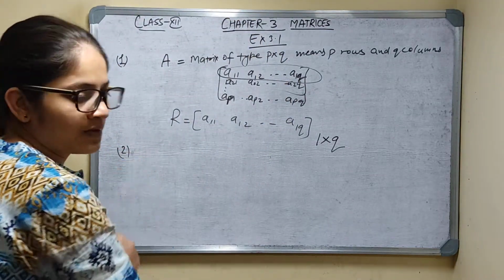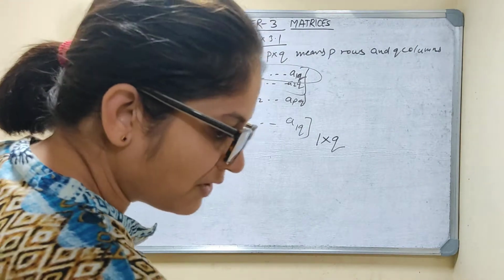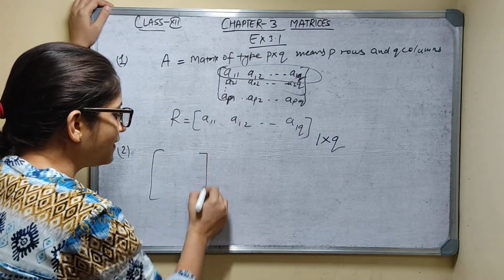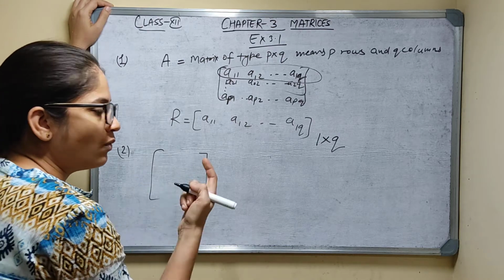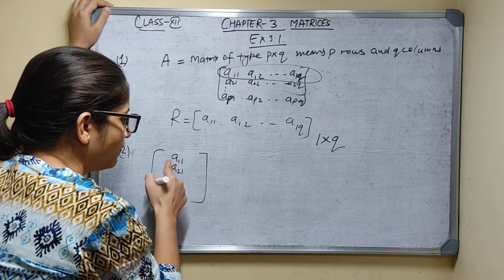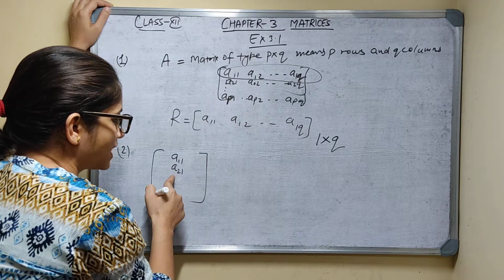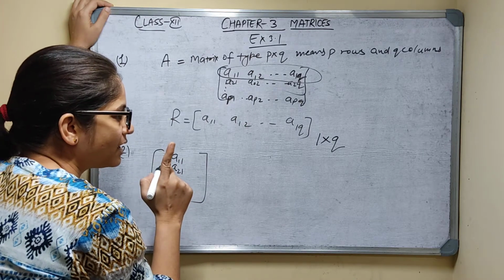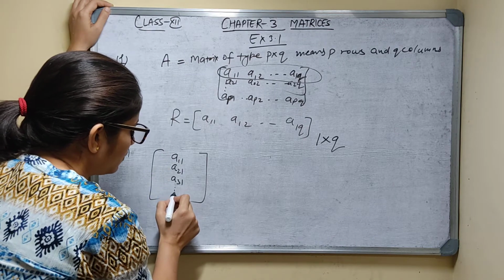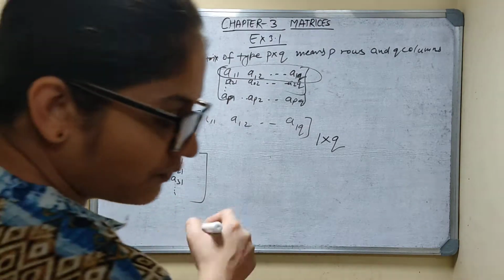Now second question you can see. If A is a column matrix with 5 rows. Column matrix means only one column is there. A11, A21: first row, first column, second row, first column. Only one column is there in a column matrix. A11, A21, A31 and so on, till 5 rows.